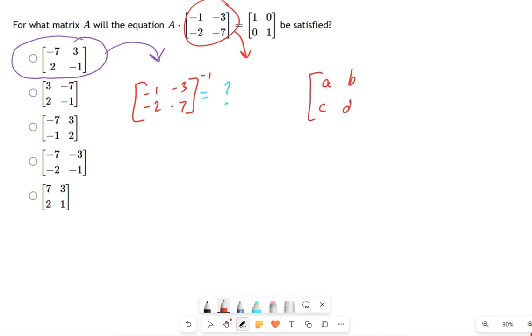Here's my matrix. If I take the inverse of that, it's going to be the following: 1 divided by something, I'll get to that in a moment. And what you do is you switch the place of D and A, and you turn B and C negative. Now, what goes on the denominator on the outside of this is AD minus BC.